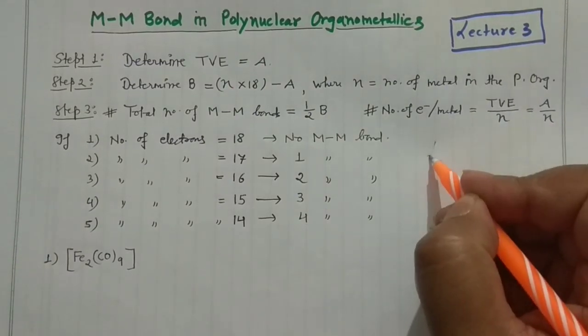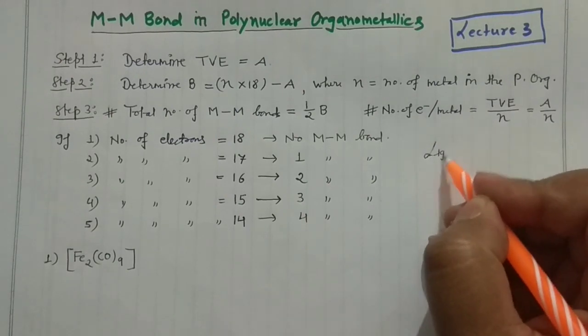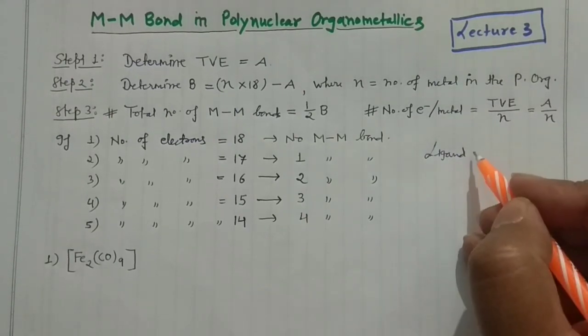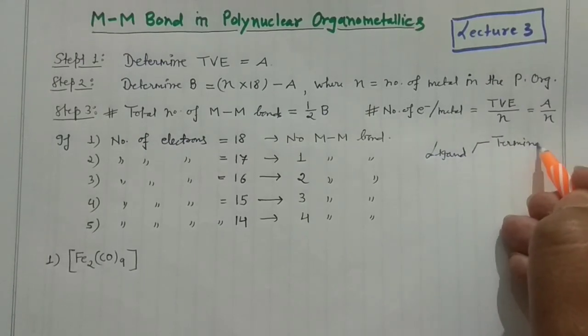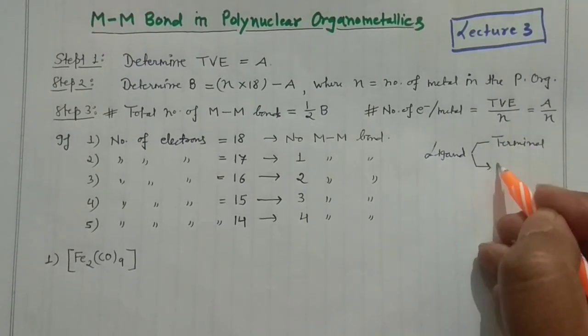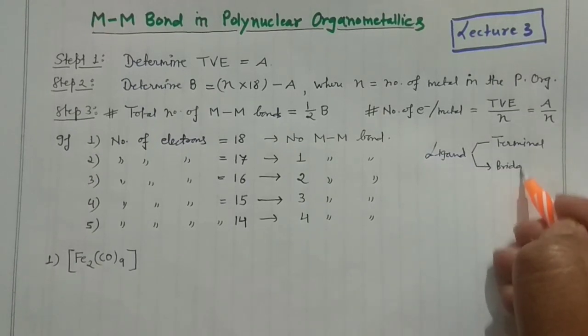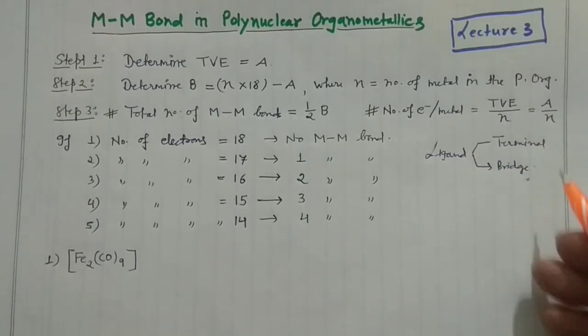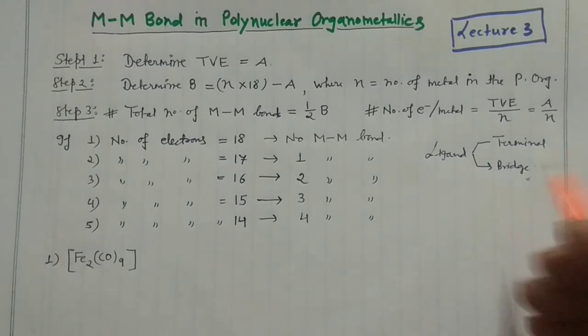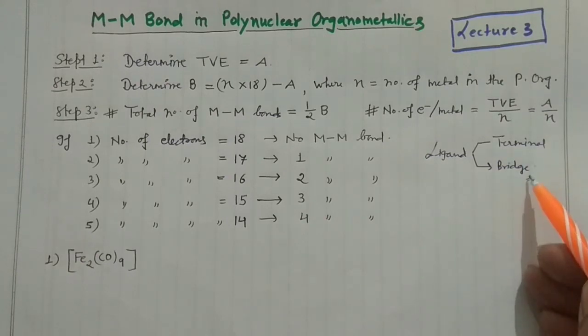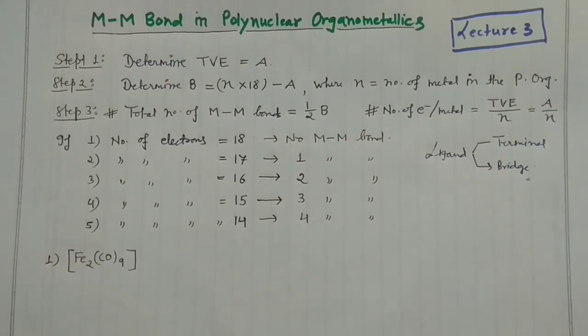If you have your ligand, for example, like I am writing ligand here, then your ligand may be terminal, and it may form a bridge. And when this happens, in case of the neutral ligands there is no problem. If the ligand is neutral, then it doesn't matter whether it is a terminal or a bridging ligand, it will always contribute the same number of electrons towards the bonding.